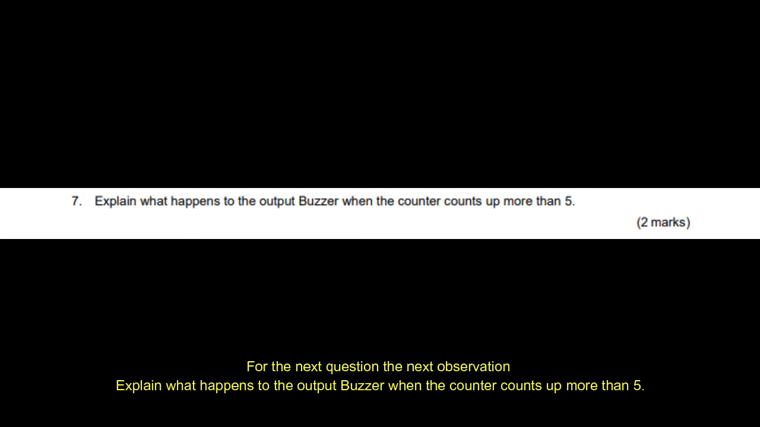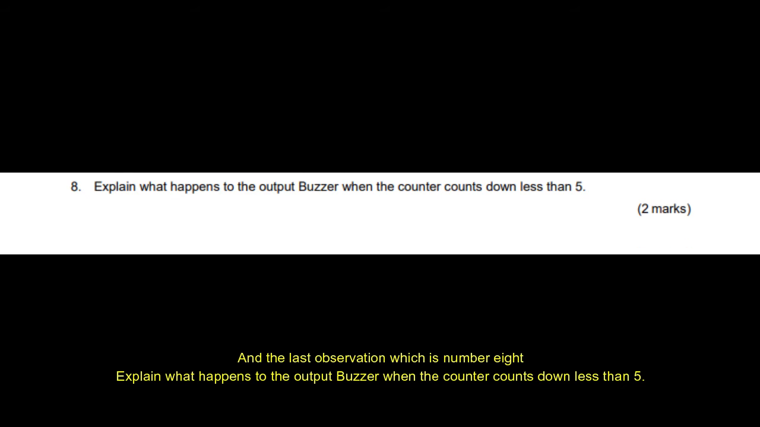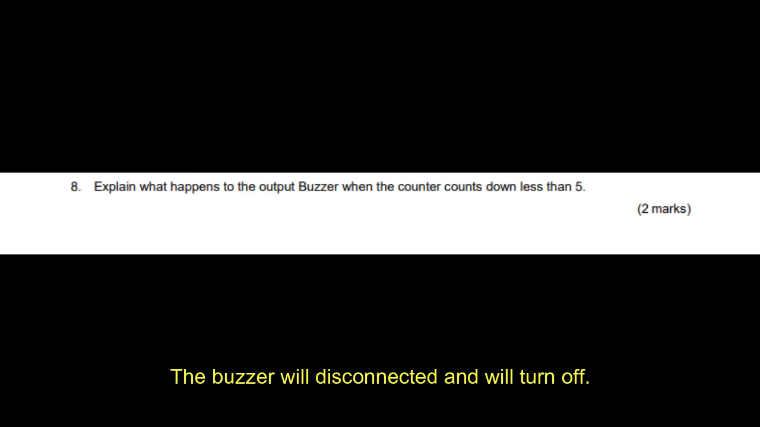For the next observation, explain what happens to the output buzzer when the counter counts up more than 5. When the counter counts up more than 5, the buzzer remains connected and produces sound. And the last observation, which is number 8, explain what happens to the output buzzer when the counter counts down less than 5. The buzzer will be disconnected and will turn off.